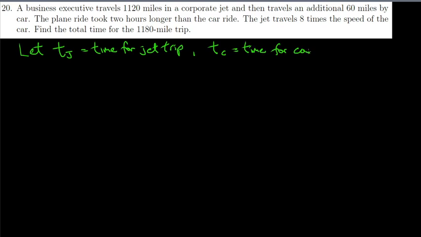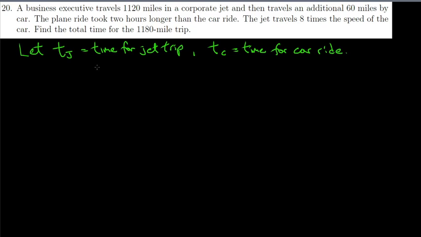But we don't know how long it took for the jet ride, and we don't know how long it took for the car ride. So why don't we just give those names? Let T be for time, so TJ is the time for the jet trip, and let's say TC is the time for the car ride.